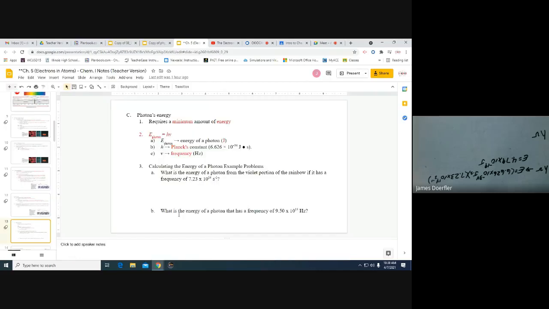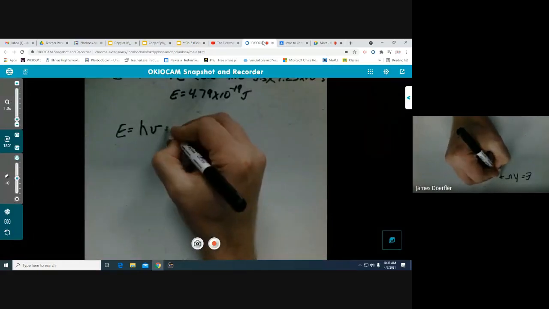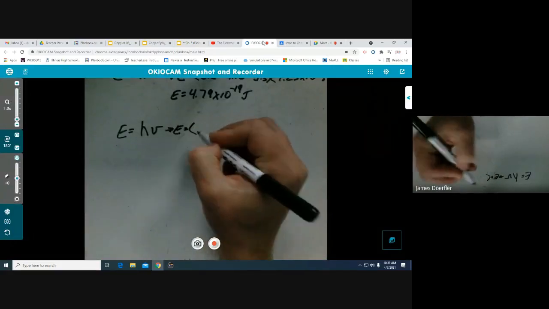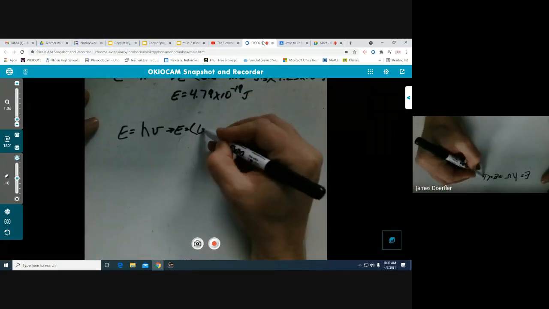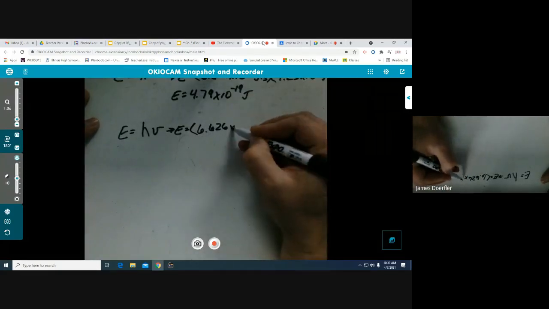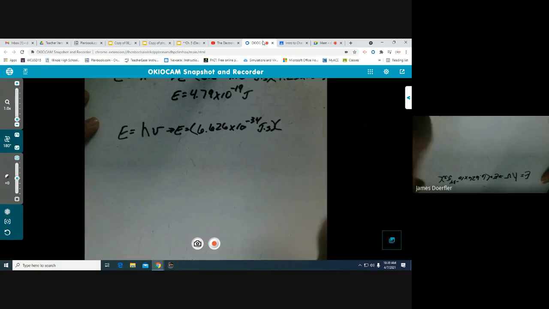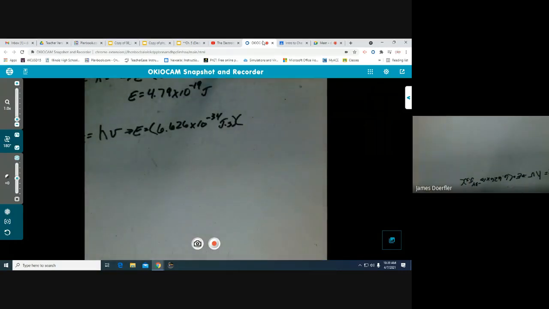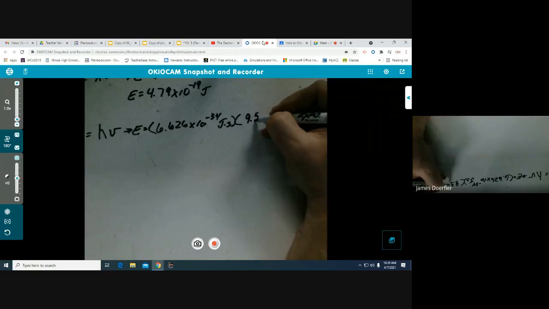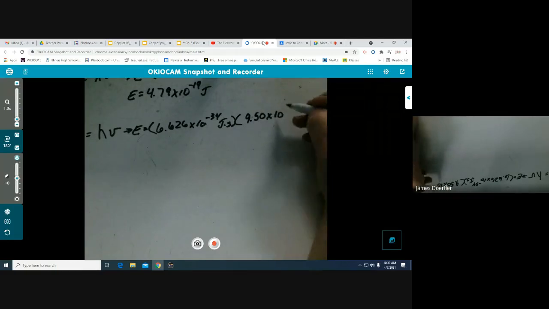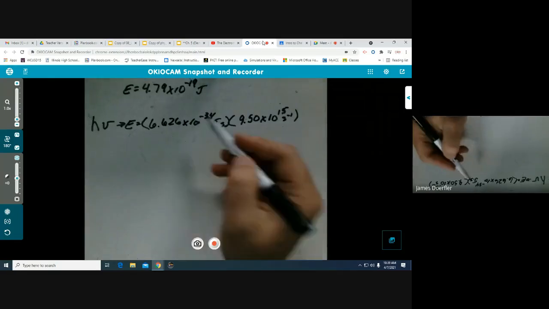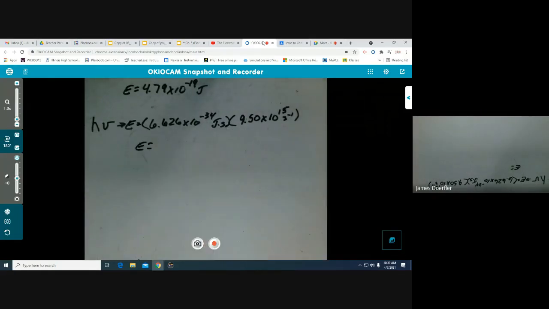So we are going to follow a very similar pattern here. Again, we're solving for E. And so I take my h, Planck's constant, 6.626 times 10 to the negative 34th joules times second, and multiply it by the frequency given to us in the problem, which was 9.50 times 10 to the 15th hertz. But here, I'm going to put s to the minus 1 because I need to cancel that out with this s. So again, I want you to calculate it out.